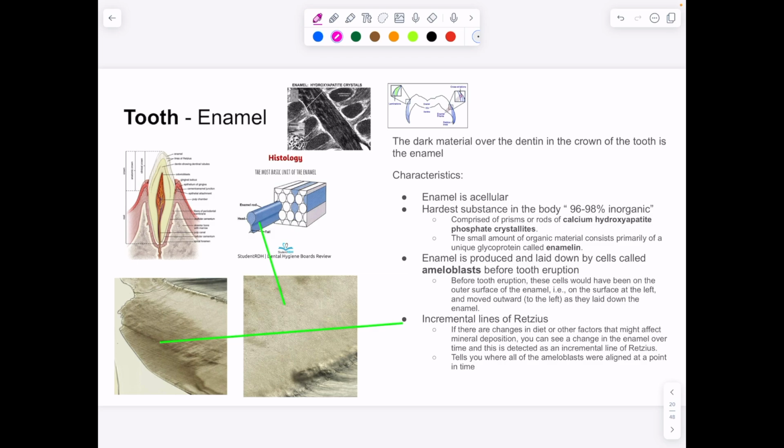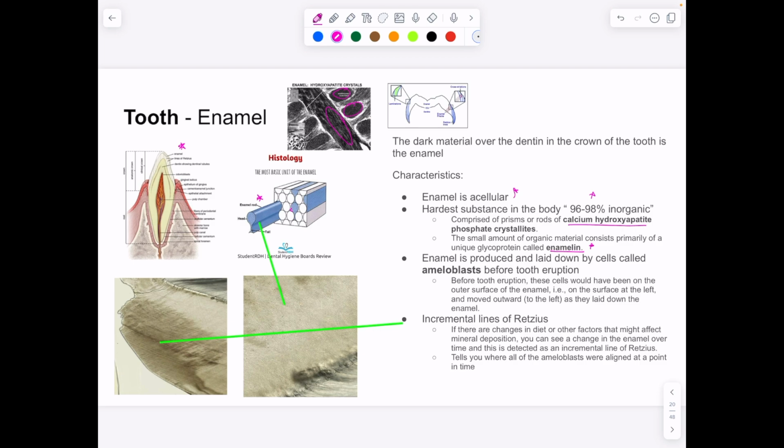All right, then we have enamel on the top of the tooth. It is acellular. It's the hardest substance in the body, 96-98% inorganic. It's composed of prisms or rods, which you can see here, of calcium hydroxyapatite phosphate crystallites. You can also see that here in electron microscopy. There's organic material around it, and this is enamelin, and you can start to see that here.